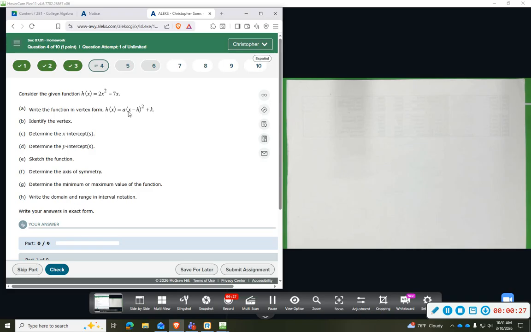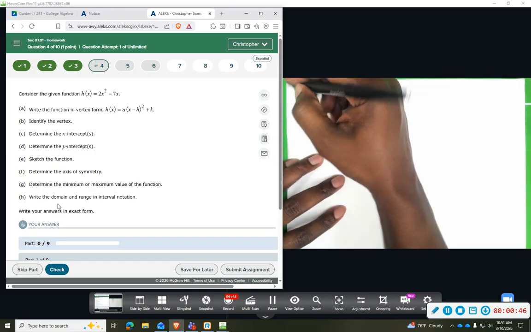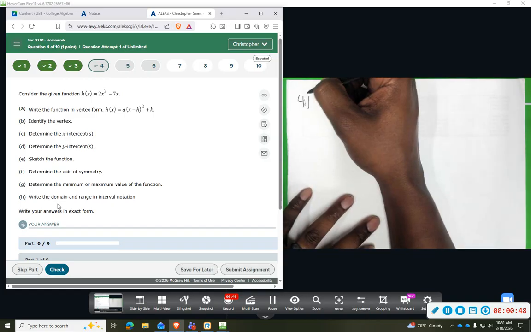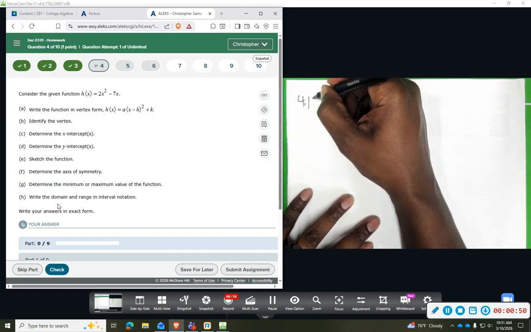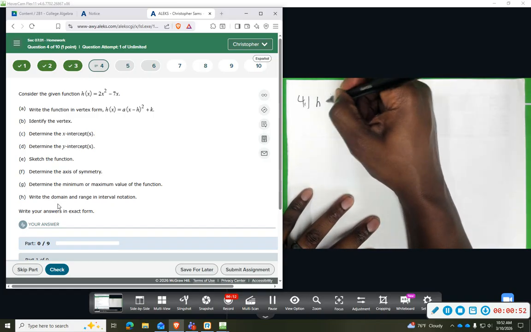the vertex form. So once we get it to vertex form, we will have the minimum or maximum value. We will have the axis of symmetry and the vertex. So once we do this one part, that'll complete 3 other parts. So let's just kind of jump right into it. So I'm going to go through the completing the square part a little bit more quickly this time.